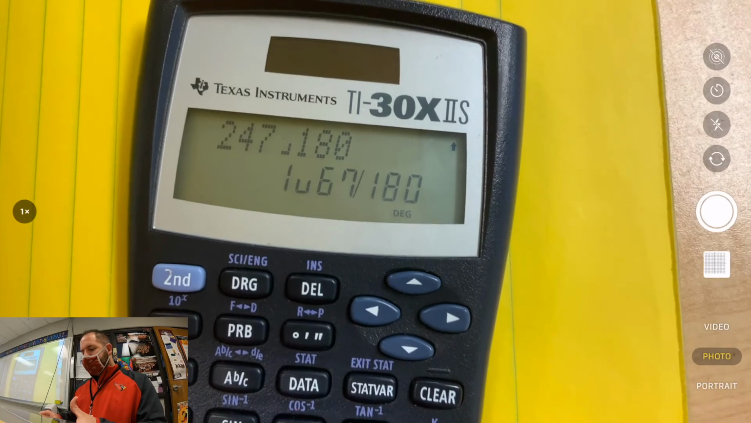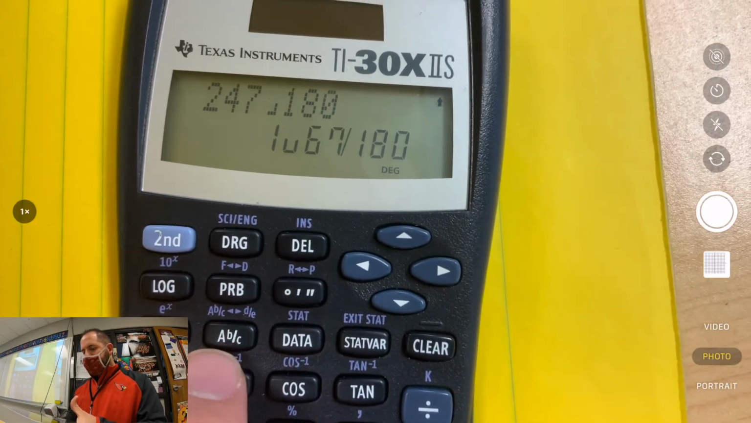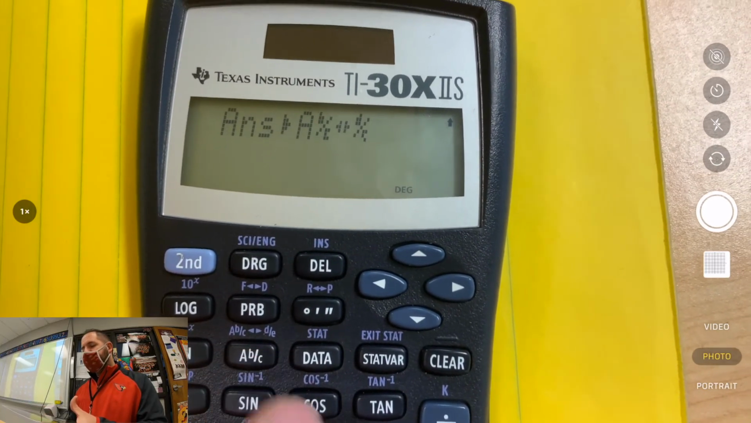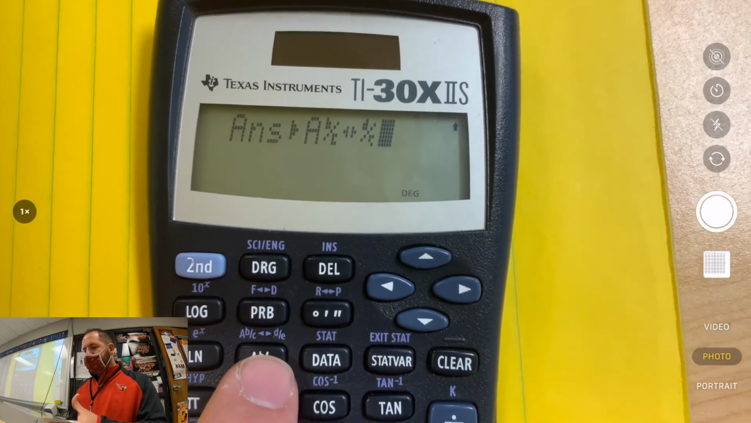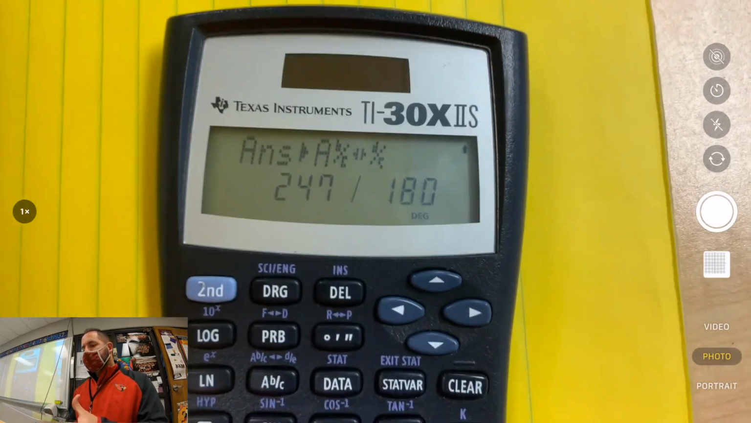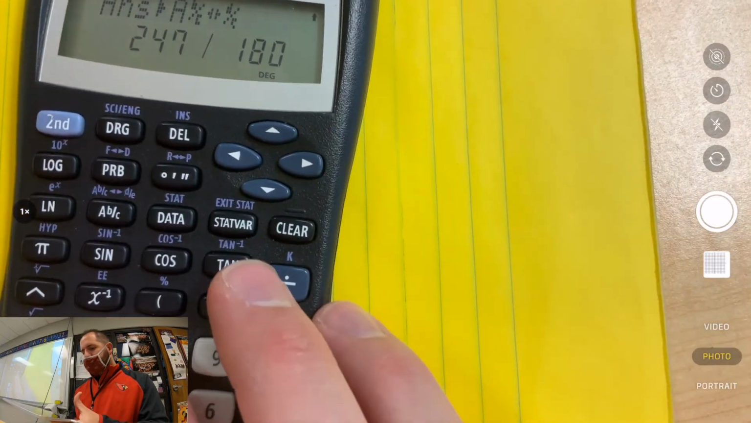Or if you want to convert that back, you can hit the little ABC button again, and it will convert it back. So I'm going to hit second and convert that, so it goes to an improper fraction. I hit second and that, and it goes right back. It didn't actually simplify. There's nothing to simplify here. So for instance, if my fraction was, let's say, 8 over 180.